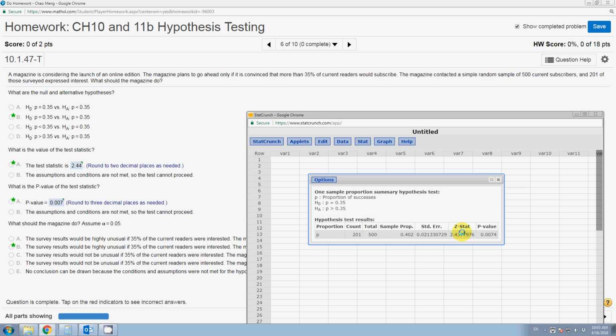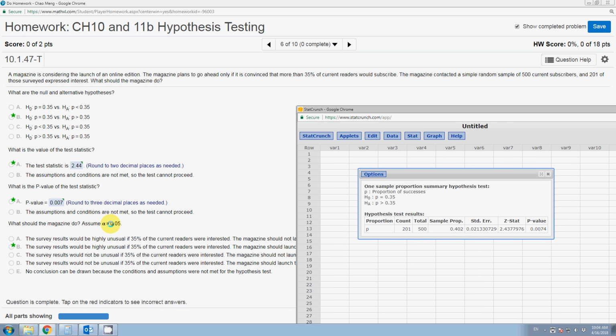When we talk about hypothesis testing for the proportion, the test statistic is the z statistic. And if we talk about hypothesis testing for the mean, the test statistic would be the t statistic. So in this case, we are going to use this z statistic as the test statistic. And we also have the p-value. Then we compare the p-value with the alpha level.